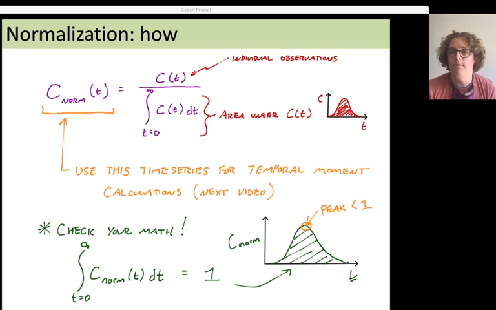Okay, so I hope this helps you see how you can normalize a breakthrough curve and why you might do it. And this is a requisite step in your data set before you go on to calculate temporal moments. In the next video, we'll look at what a temporal moment is and how to do it.